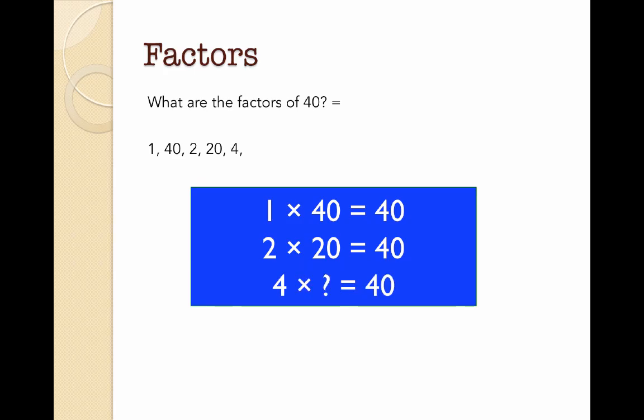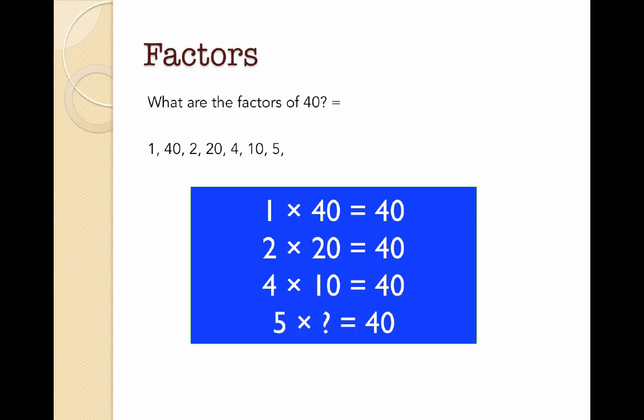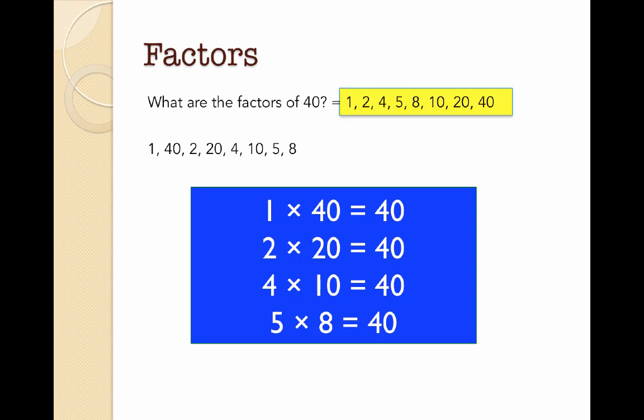3 doesn't go into 40, so I'm going to move on to 4, and I know that 4 lots of 10 is 40, so 4 and 10 are both factors. I then go on to 5, and I know that 5 lots of 8 is 40, so 5 and 8 is another pair of factors, meaning that all the factors that I need to write out are 1, 2, 4, 5, 8, 10, 20, and 40.